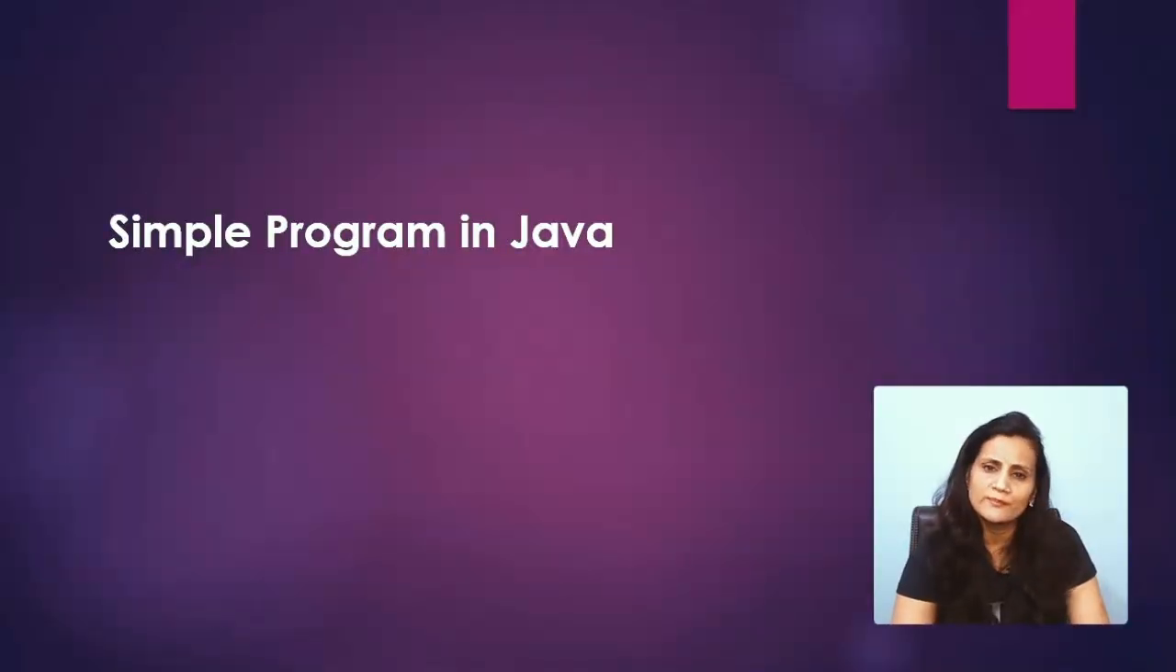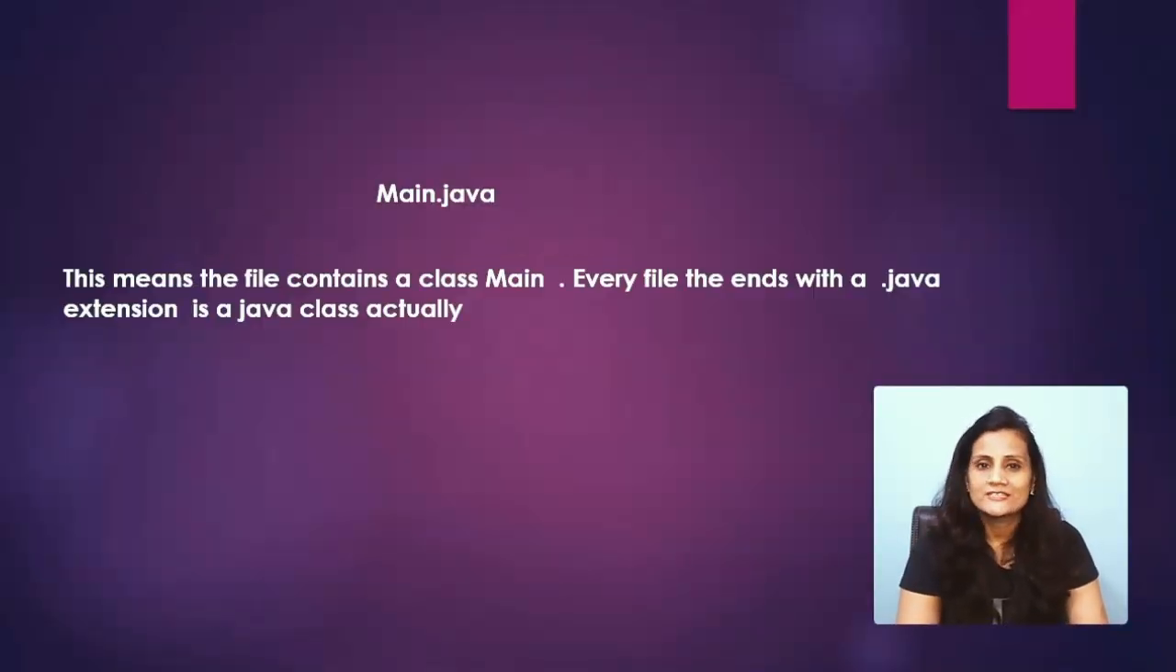How to write a very simple program in Java. So let's get started. The first thing, when you are creating any file in Java, is the name that you give to your file, for example, main.java. What is this main? This main is going to be the public class of your program.